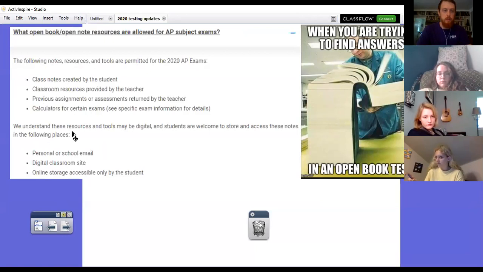If you have digital resources that are on your school email or on a digital classroom site or online storage, you can access those.